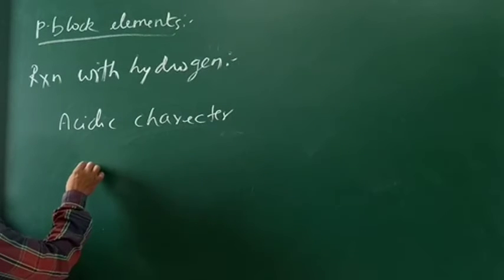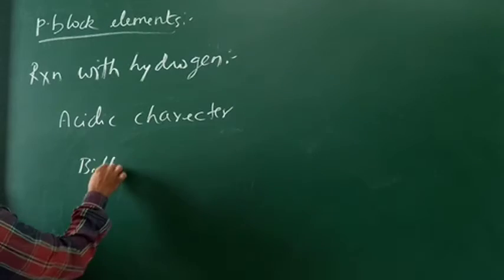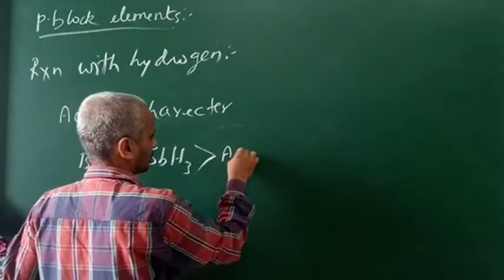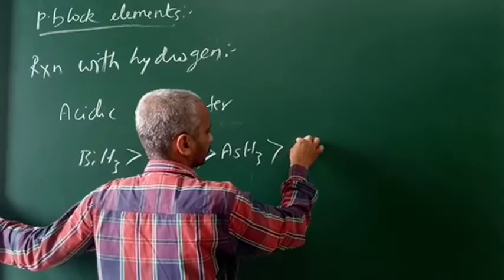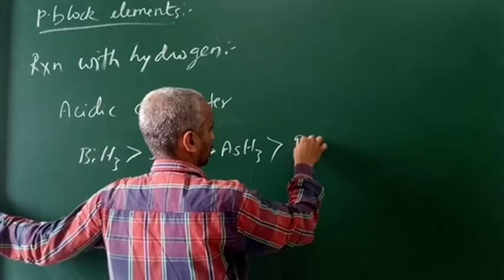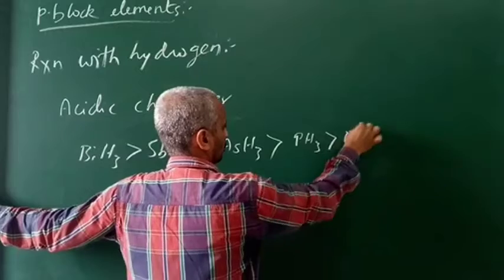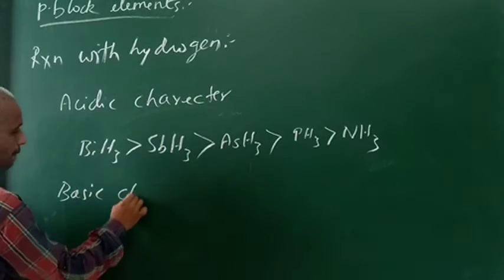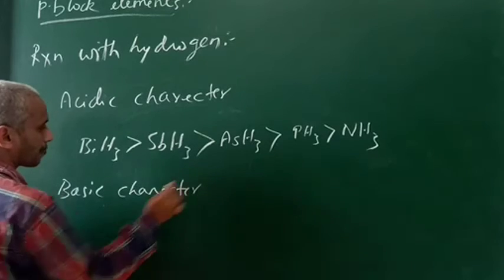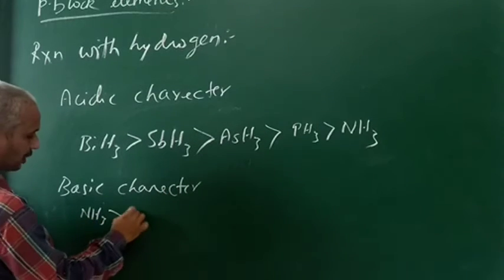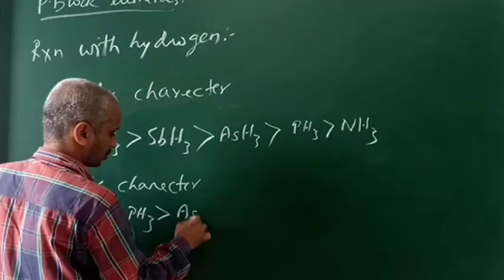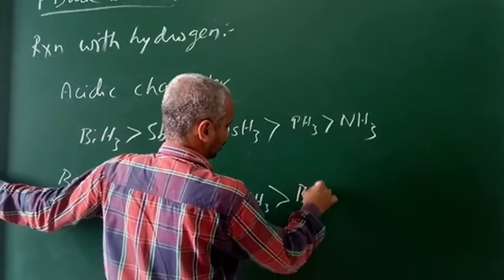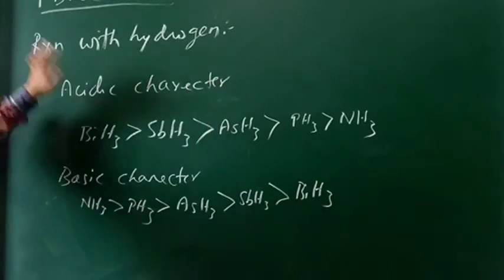Okay? In acidic character, it is BiH3 greater than SbH3 greater than AsH3 greater than PH3 greater than NH3. If the basic character, reverse order: NH3 greater than PH3 greater than AsH3 greater than SbH3 greater than BiH3. This is for the basic character, this is for acidic character.